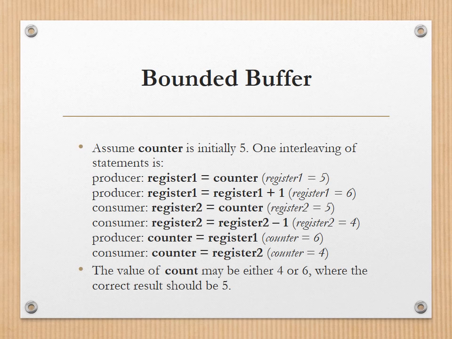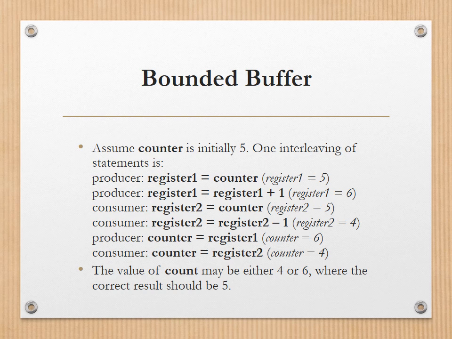The bounded buffer problem involves shared memory access between a producer and a consumer. If both processes update the counter variable concurrently without synchronization, it can lead to race conditions, where the final value is unpredictable. Example of an interleaving issue. Assume counter = 5. If the following sequence occurs: Producer, register1 = counter, register1 = 5. Producer, register1 = register1 + 1, register1 = 6.